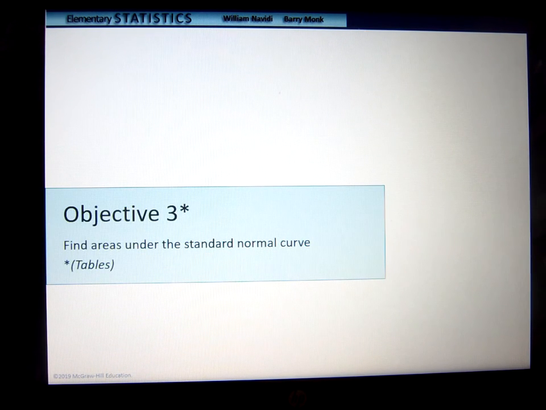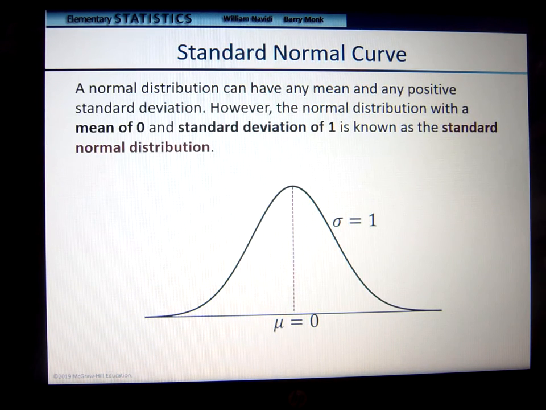So let's find the areas under the standard normal curve. A normal distribution can have any mean and any positive standard deviation. However, the normal distribution with a mean of 0 and a standard deviation of 1 is known as the standard normal distribution.